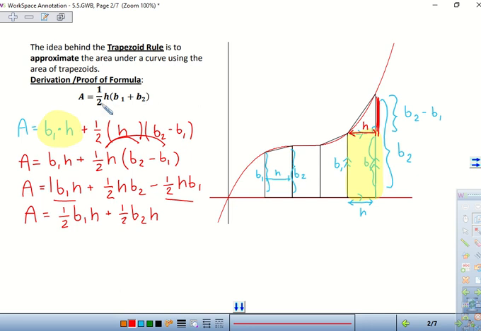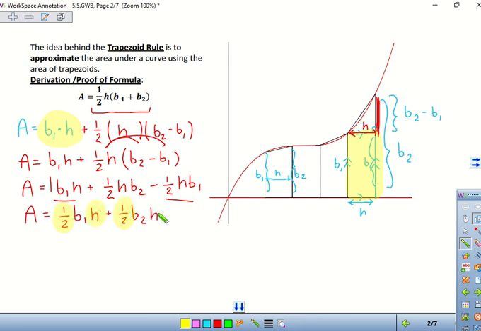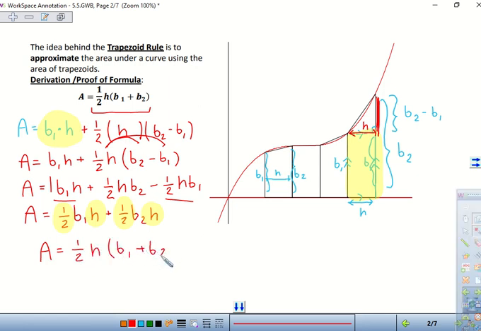And then if we want to get it back to this formula here, what could we factor out of both of these terms? What do they both have in common? The 1/2 and also the H. So we end up with area equals 1/2 H (B1 plus B2). So that's the reason why the formula works the way it does. So if you didn't know, now you know. So any questions about deriving the formula? Okay.